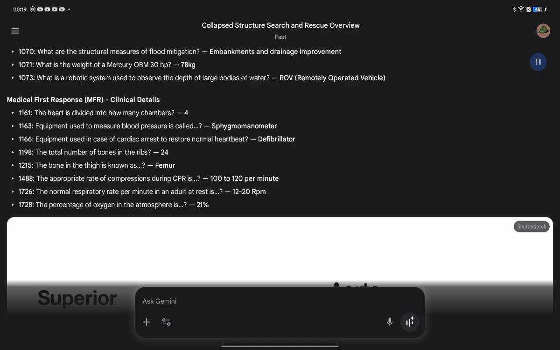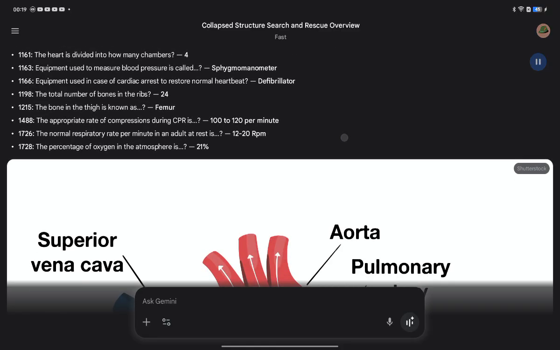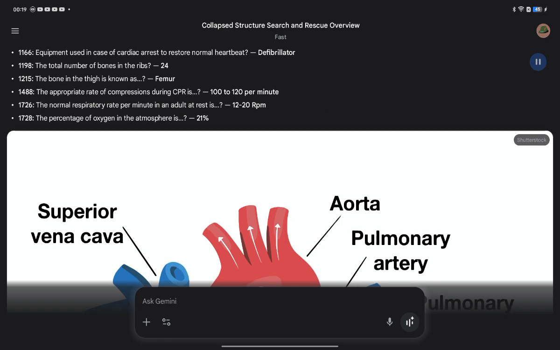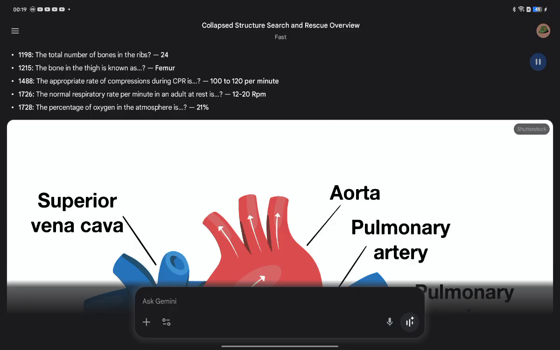Medical first response, MFR, clinical details. 1161. The heart is divided into how many chambers? 4. 1163. Equipment used to measure blood pressure is called sphygmomanometer. 1166. Equipment used in case of cardiac arrest to restore normal heartbeat? Defibrillator. 1198. The total number of bones in the ribs? 24. 1215. The bone in the thigh is known as femur.